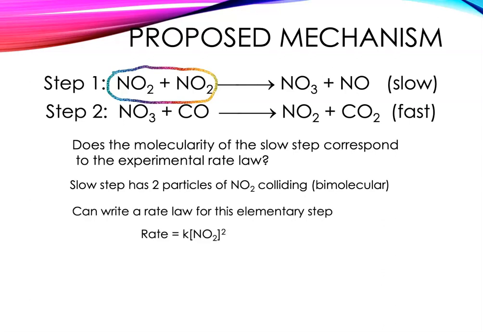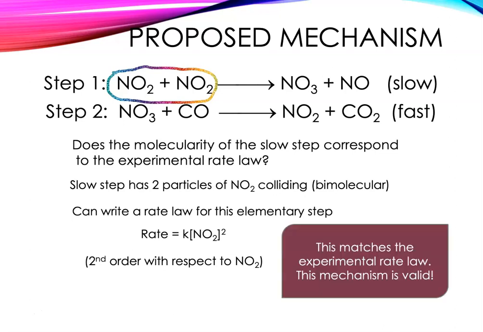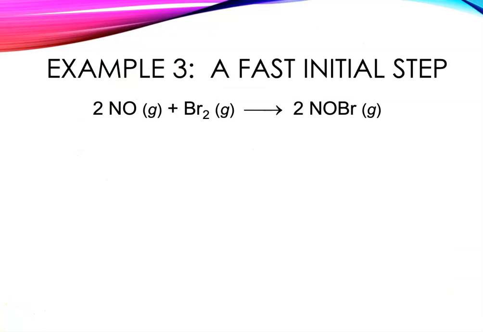So we can go ahead and write that, and yes, it's second order in NO2, and that does match the experimental rate law, and therefore we can say that this mechanism is valid. It is consistent with the experimental evidence. Now I'd like to do one more example of a mechanism, but I'd like to do this mechanism where it involves a fast initial step, and how do we handle that situation, because it gets a little tricky.